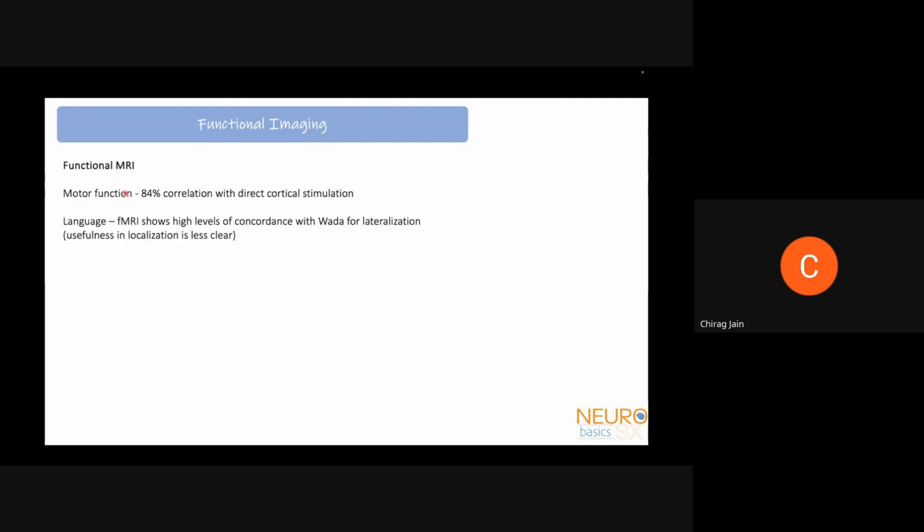When it comes to localizing motor function, it has been found that functional MRI has an 84% correlation with direct cortical stimulation, which is quite good for motor function. And for language, fMRI has high levels of concordance with VADA for lateralization. But its usefulness for localization within the particular hemisphere is less clear. But it is able to lateralize to one side at least.